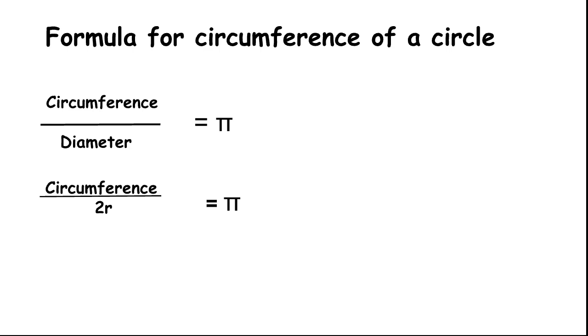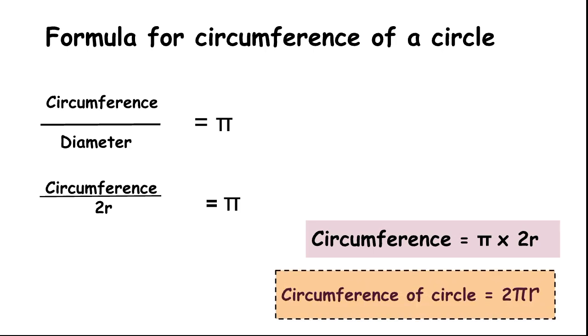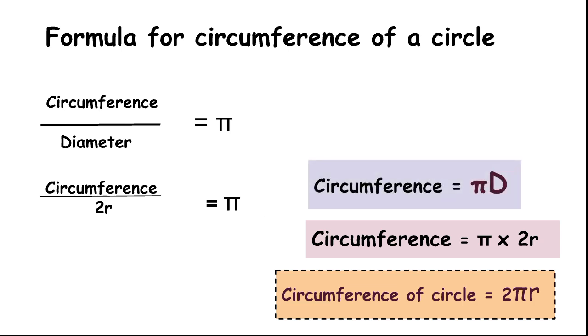We need only the formula for circumference. Shifting 2r to the other side, we get circumference is equal to pi into 2r, which, rearranging, gives circumference of a circle is equal to 2 pi r. We know that 2r is equal to the diameter. So we can also write it as circumference is equal to pi into d.